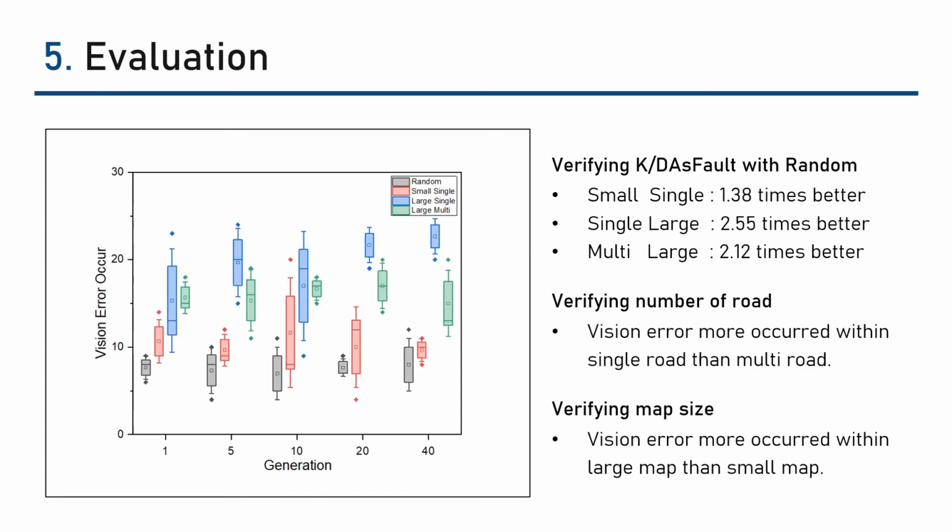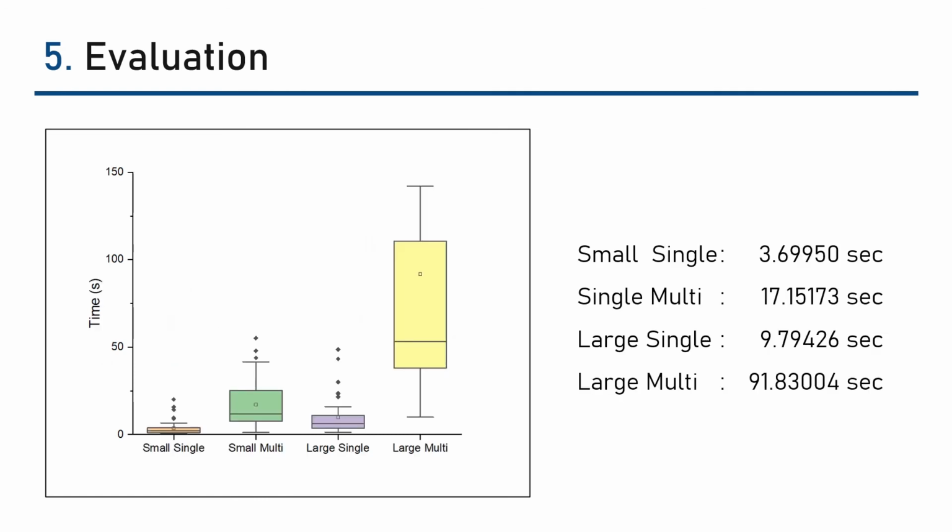This graph is the result of occurred vision errors. Here, a vision error occurs because the vision-based lane keeping system failed, and this can be another metric to evaluate the map. This graph is the result of time to generate the map.